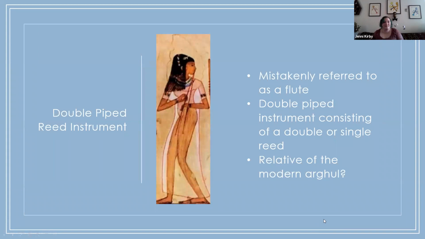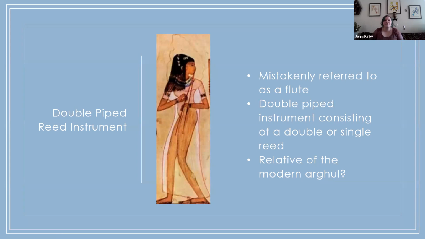Great, thank you. So now we have a double piped reed instrument. My territory, right? You'll often see them being played kind of sideways. Here we can see that coming from her mouth are these two long pipes. It's often mistakenly referred to as a flute, because they thought it was a flute instrument for a long time, but all of these instruments that I'm going to talk about with the double pipes are reeded instruments.